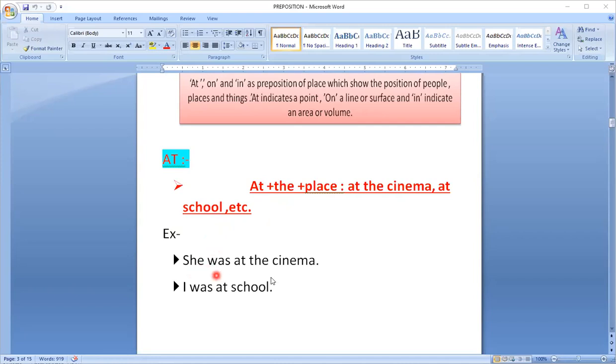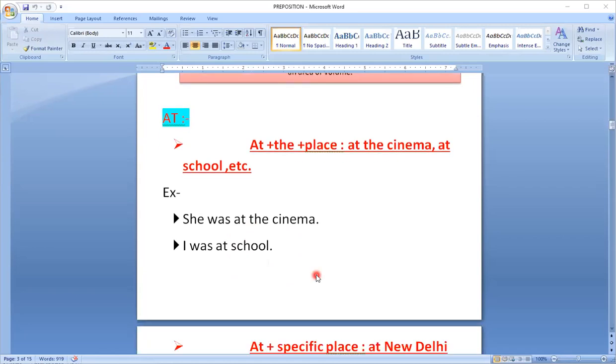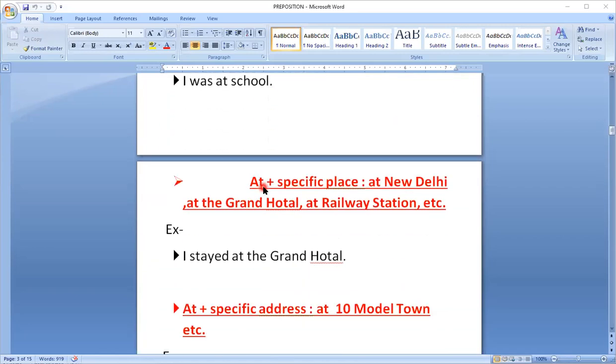Number one is here, she was at the cinema. Okay, I was at school. So here you notice that she was at the cinema. Here at is a preposition showing the relationship between the noun or pronoun. Okay, ये हमको show कर रहा है कि at किसके साथ use होता है, place के साथ. Place में हम at use करते हैं. जब भी हम सिनेमा के बारे में बात करेंगे, स्कूल के बारे में बात करेंगे तो हम at use करेंगे.